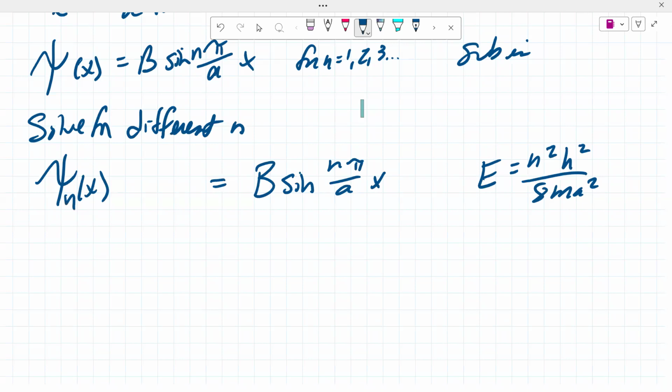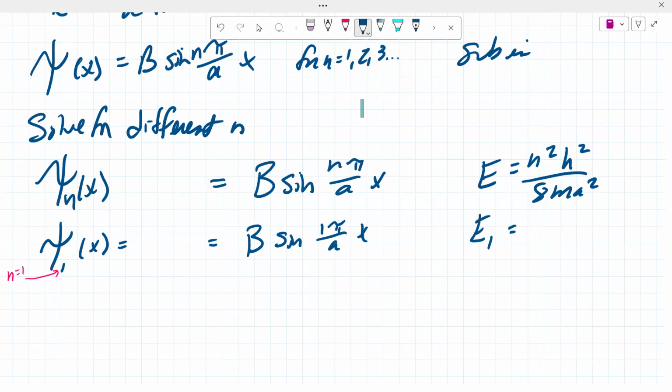So this will be some psi sub n. Now let's do our first harmonic. Psi 1 of x equals, so this means n equals 1. In other words, this here, n equals 1. Equals b sine 1 pi over a x, and E sub 1 equals n squared, which is 1 squared h squared over 8ma squared, equals h squared over 8ma squared. Okay, next one.